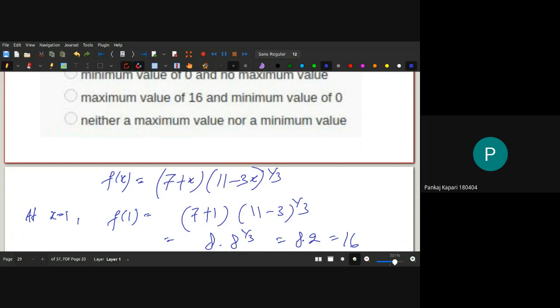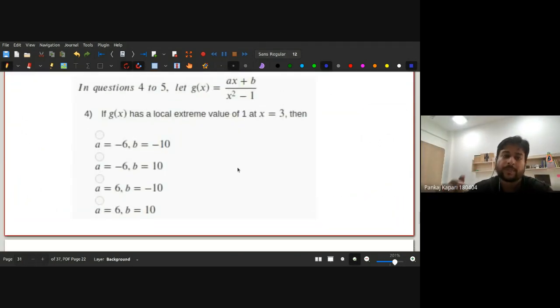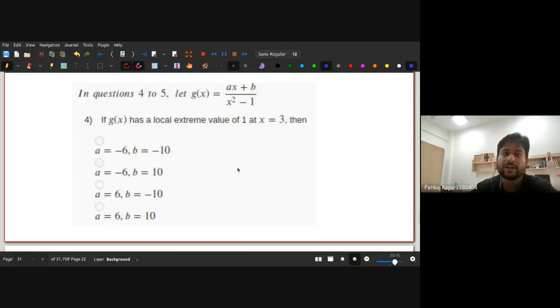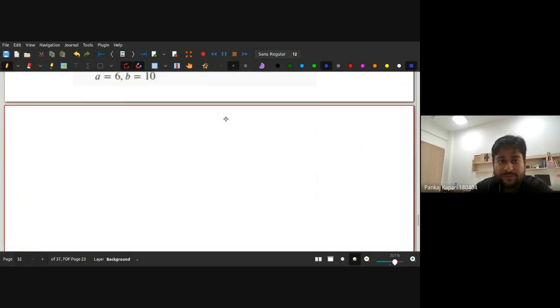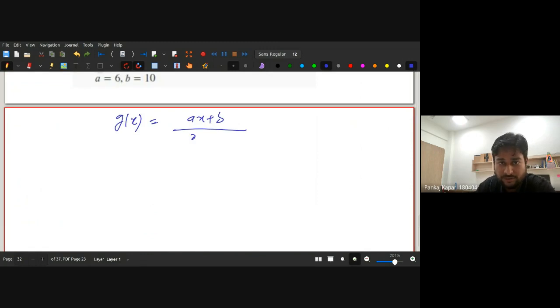Okay, so if no questions, let's move to the next problem. For the next two problems, we'll assume that our function is this: g of x equals ax plus b divided by x square minus 1. It is given that g of x has a local extrema at x equal to 3, and that extreme value is 1. So you have to find out what these constants a, b are.